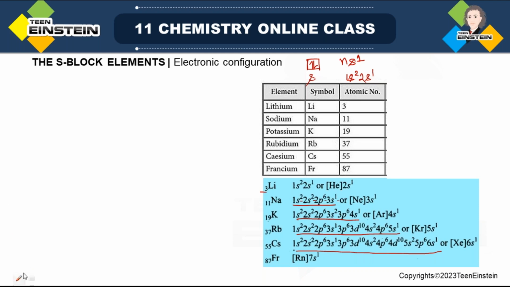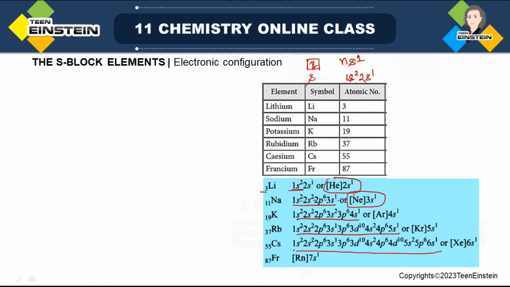So better you write this electronic configuration in this way, which is a simpler way to represent. In this case, just for lithium, the previous noble gas is helium. Previous noble gas means the last noble gas. So noble gases are helium, neon, argon, krypton. Now helium has atomic number 2 and lithium has 3. That means the last noble gas with respect to lithium is obviously helium. So instead of writing 1s2, you can write helium and then write 2s1.